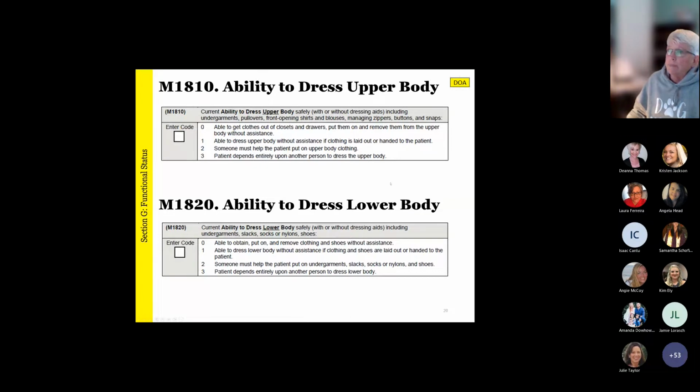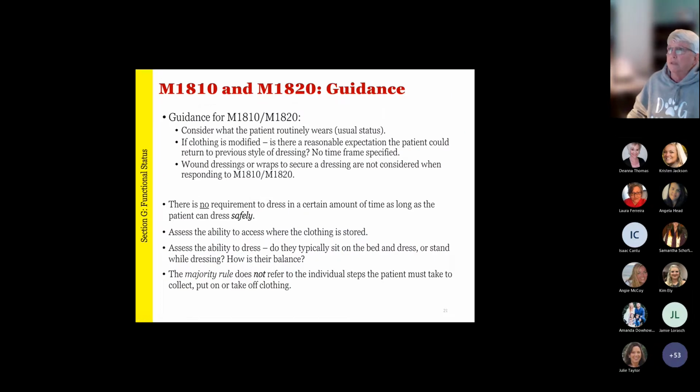M1810 and M1820, right? They look pretty much identical, just talking about different parts of the body. So just the rules on that. The majority rule doesn't refer to the individual steps you take. Like I have to do this, this, this, this, this, just to get my hoodie on. No, I put on a hoodie. I put on a pair of pants, a pair of underwear. So it refers to the majority of items, the majority of tasks that are being done, not the steps taken within each task to put that on.